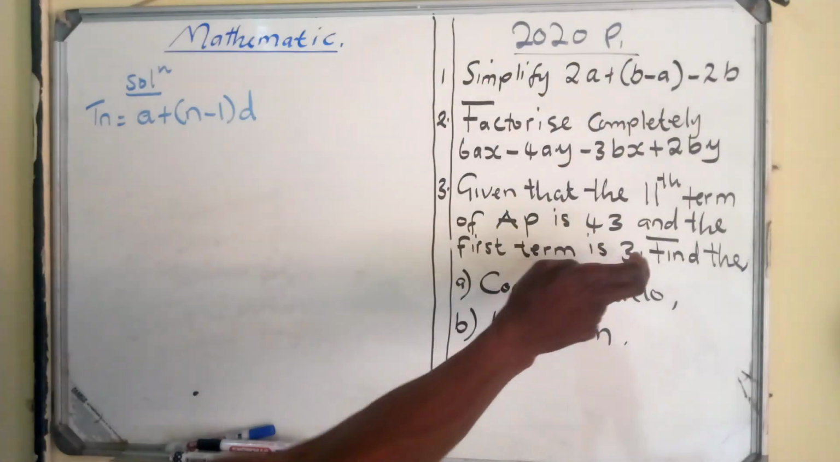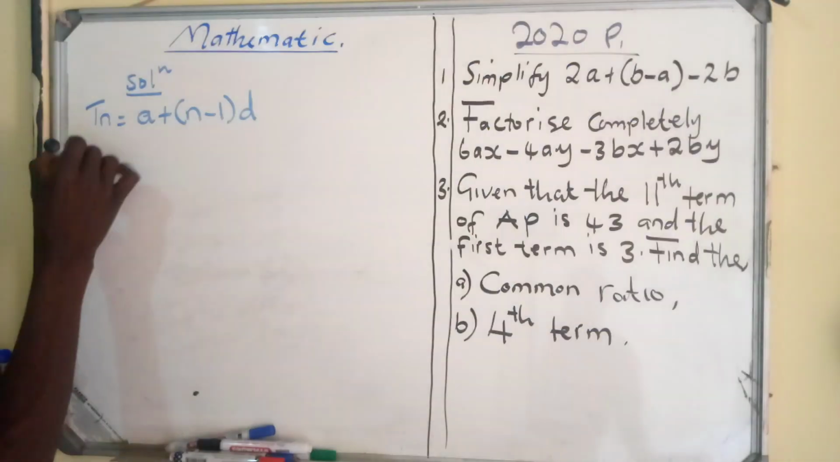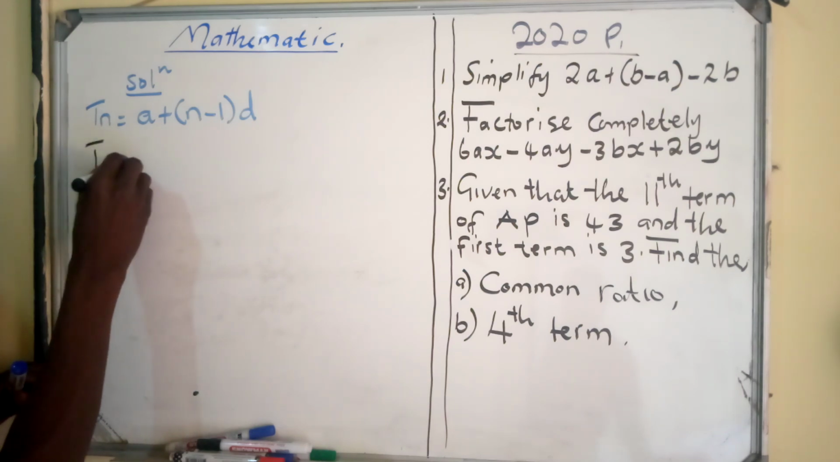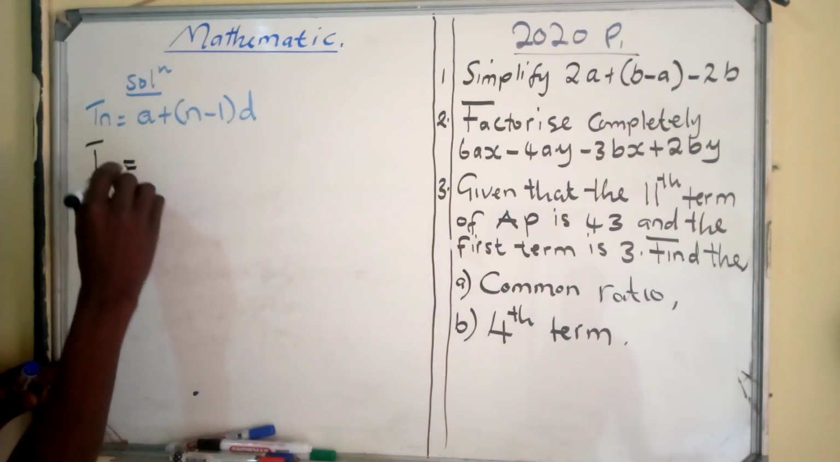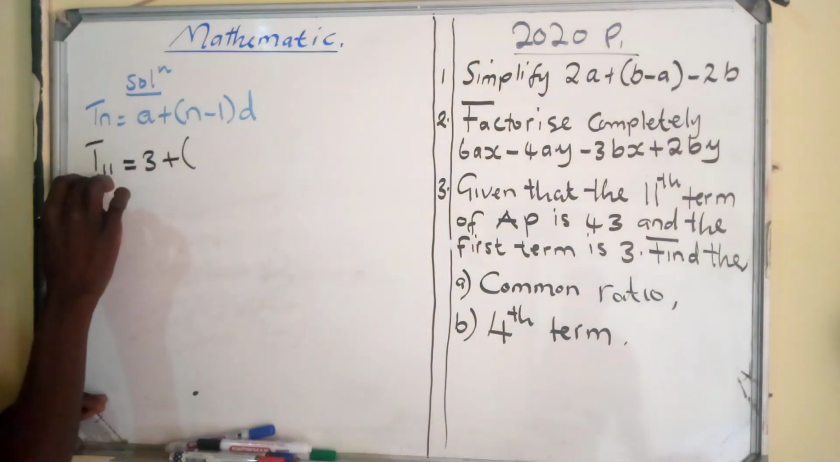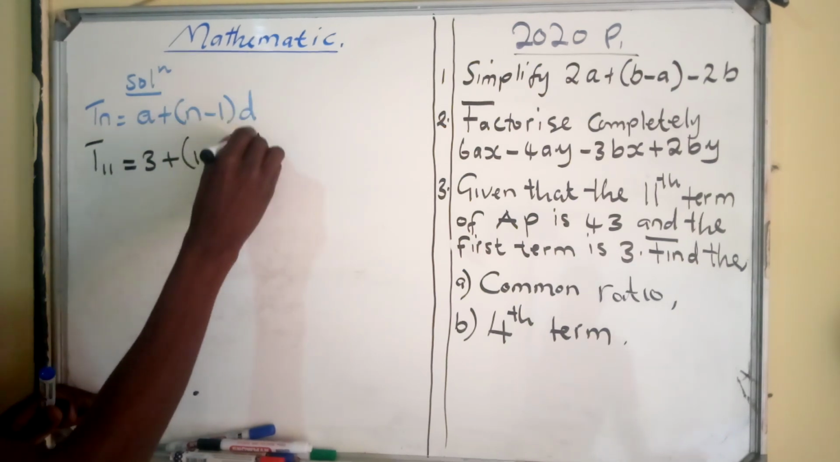First term we have been given to say it's 3. And then we have been asked to find the common difference. So we're going to use the 11th term. Where there is n, we put 11. The 11th term is equal to the first term, which is 3, plus n minus 1, where there is n, we put 11 minus 1. And then the common difference is what we are looking for.